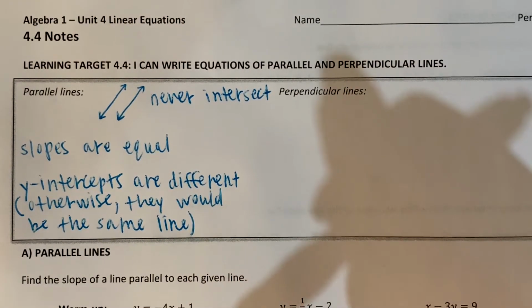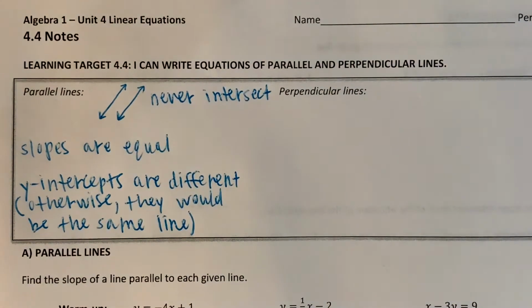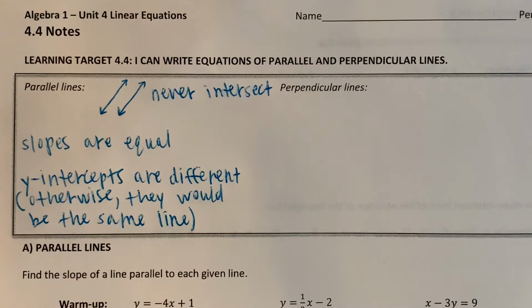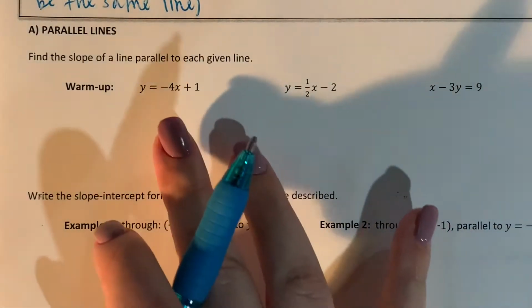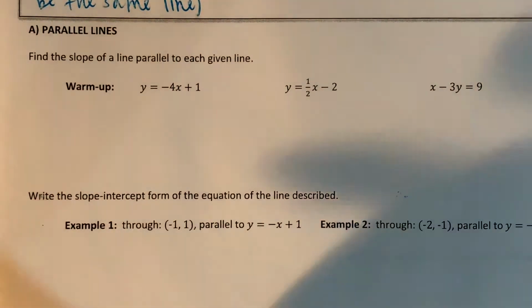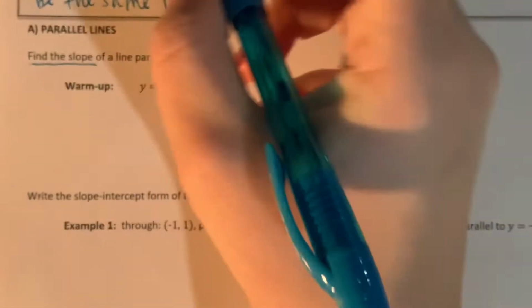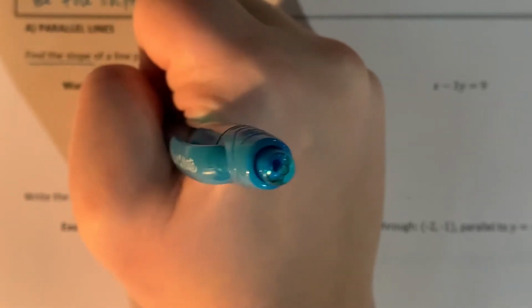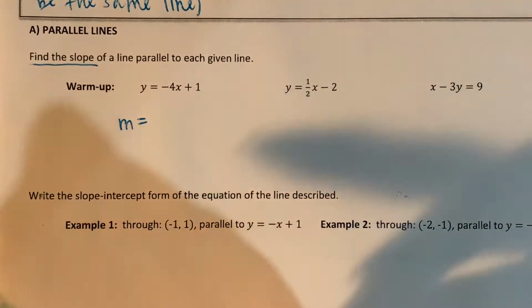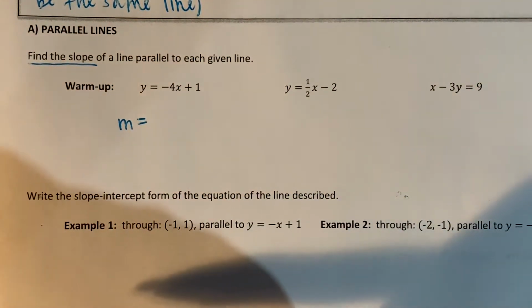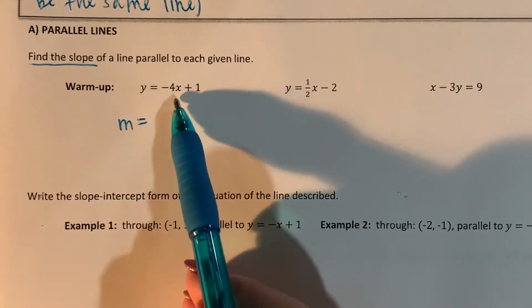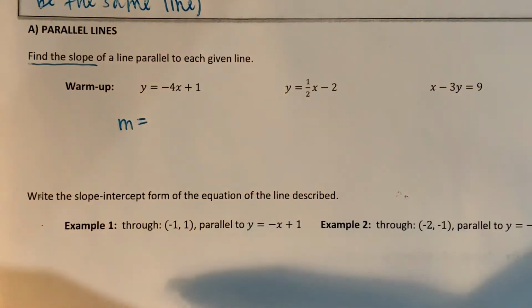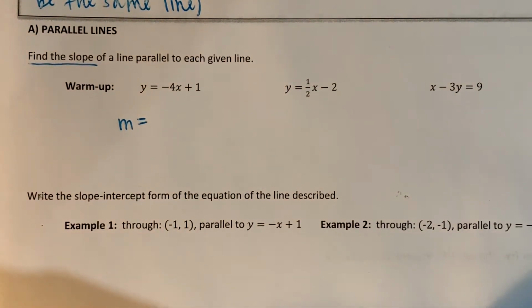All right, so for part A, again, this video is just covering parallel lines, and our directions tell us to find the slope of a line parallel to each given line. And so here for my warm-up, I am given a line. If I'm asked to find the slope, for slope we said the universal letter is m, so my answer is going to be m equals, because I'm finding a slope. So if I need a slope parallel to this line, we just need to find the slope from this line, because parallel lines have equal slopes.